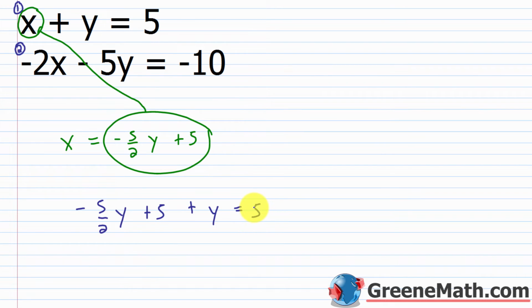So now I have a linear equation in one variable. I just have a variable y, and again, that's very easy to solve for. So if I subtract 5 away from each side of the equation, this will cancel and this will cancel. You'll have negative 5 halves y plus y equals 0.